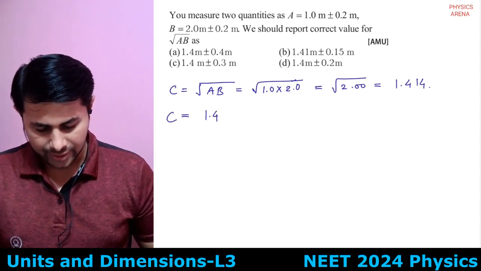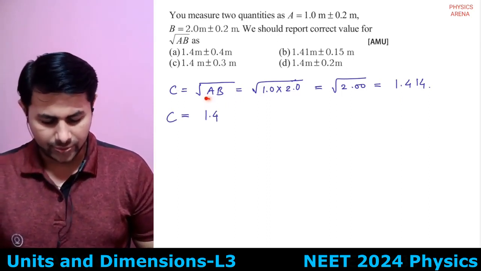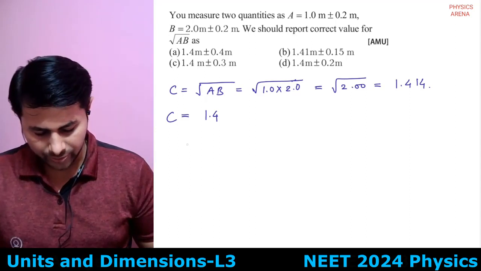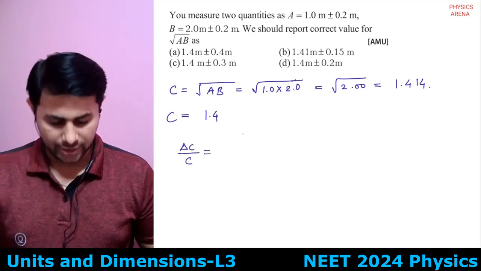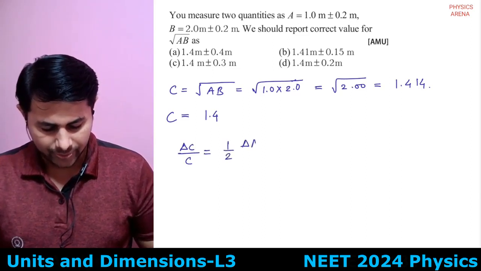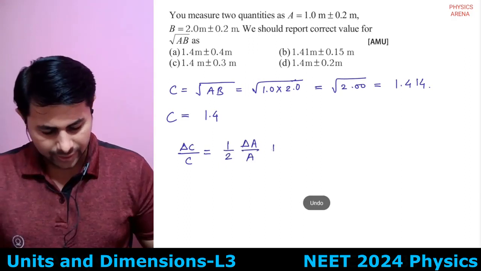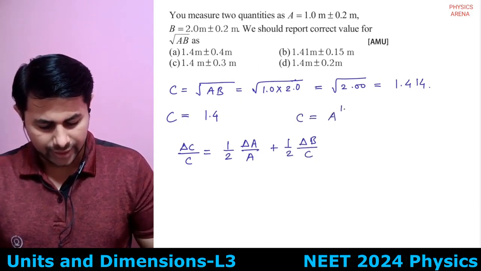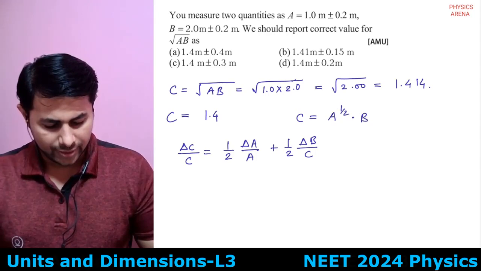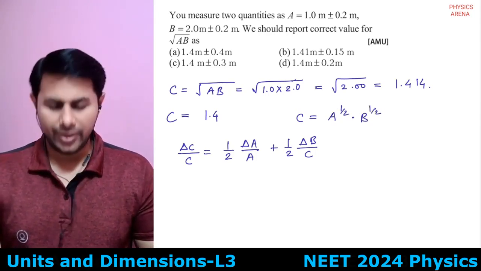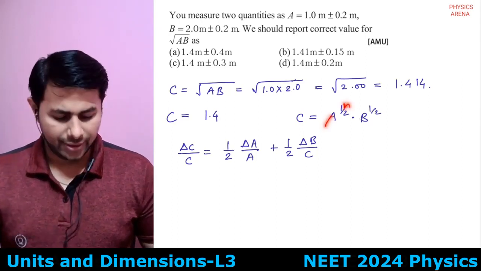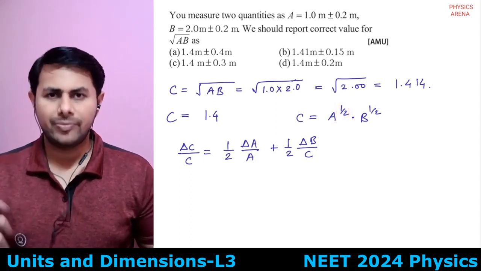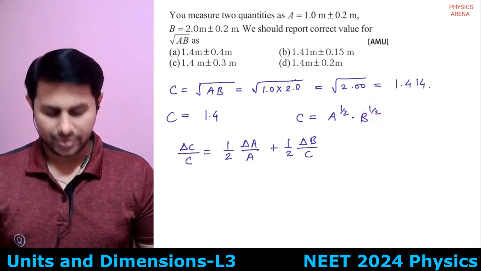So I got C. Now C is equal to square root of AB, or you can say A to the power half multiplied by B to the power half. So what will be delta C upon C? It is equal to half of delta A upon A plus half of delta B upon B. Because C is A raised to half, multiplied by B raised to half. So when we have A raised to N multiplied by B raised to M, it is N multiplied by delta A upon A plus M multiplied by delta B upon B.